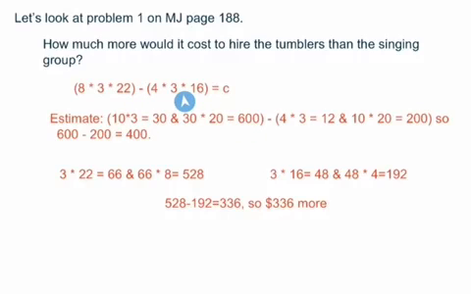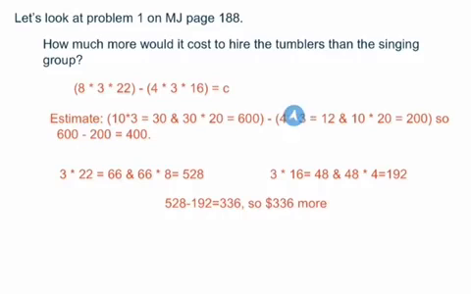For this, for my estimate, I know 4 times 3 is 12. I'm going to round that 12 to a 10. This 12 becomes a 10 for me because it's easy for my brain to do it. This 16 becomes a 20. So 10 times 20 is 200. So to give me my estimate, I would say 600 minus 200 equals 400.